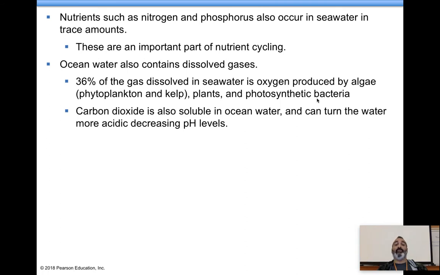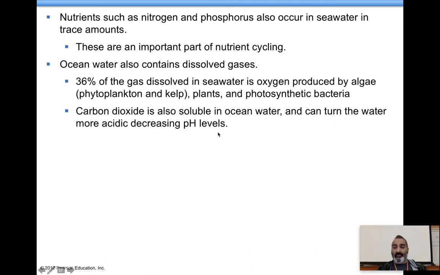Carbon dioxide is also a dissolved gas found in the ocean. And carbon dioxide, where does it come from? All the organisms in the ocean are producing it when they do cellular respiration. What does it do? It makes water more acidic. And when water becomes acidic, the pH drops.